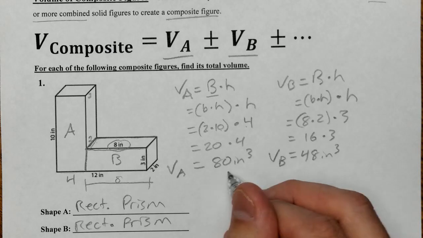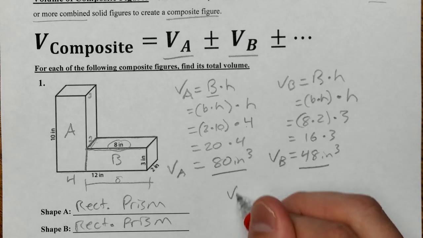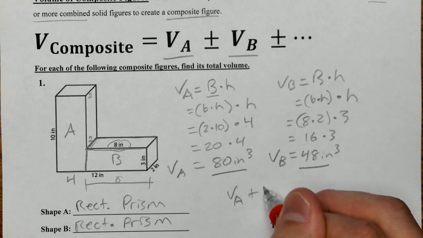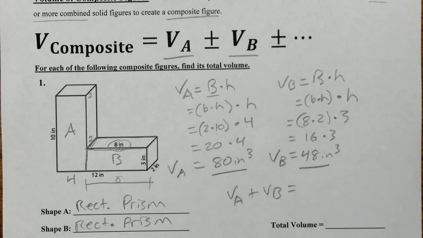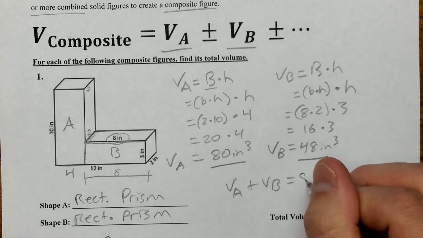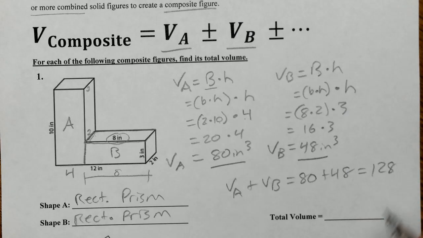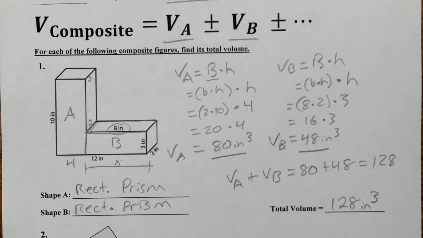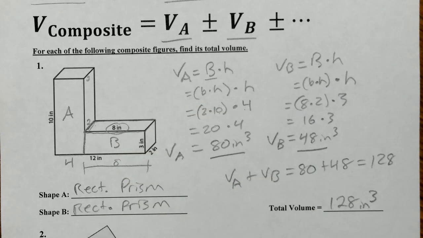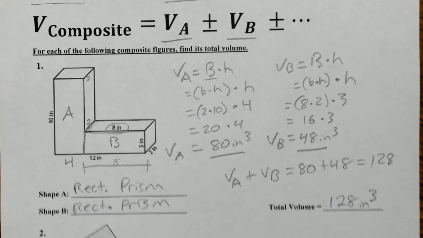So now I just take my 2 volumes and add them together. So I'm going to do 80 plus 48 to get 128. So this is going to be a total of 128 inches cubed. So to sum that all up, all I did was break off my shape into 2 different shapes, find the volume of one, and then find the volume of the other one.